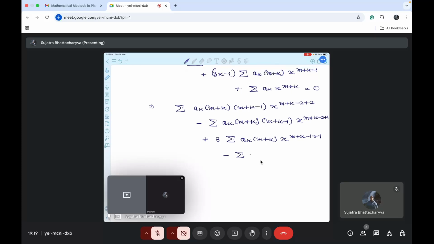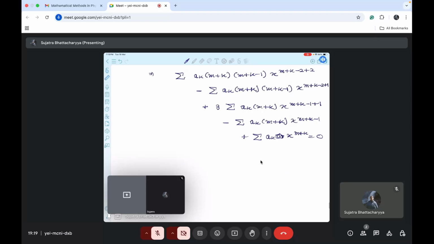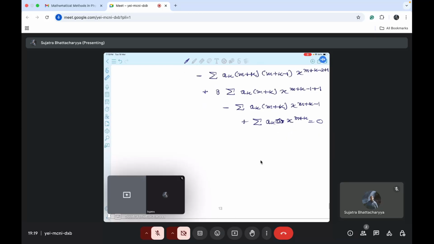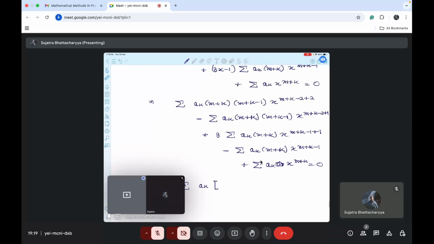So this m+k, whatever is there, x to the power m+k-1. And the last term a_k x to the power m+k, that's all, equal to 0. Okay, so we have completely taken term by term and written it here. So now what we can write further from this is that a_k, now you have to combine all those terms. So look at this, 2 cancels out, this becomes minus 1, this 1 cancels out to m+k. So there are two terms, x to the power m+k-1 here and here, and all other m+k.